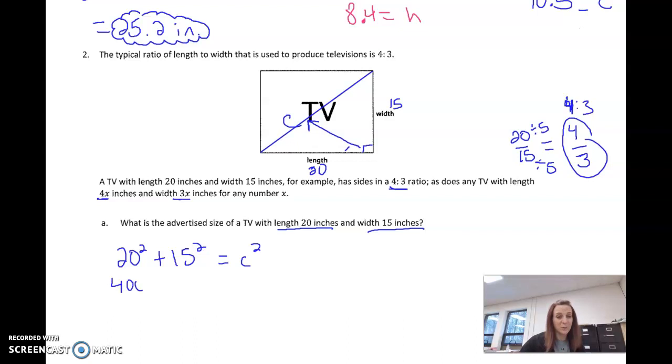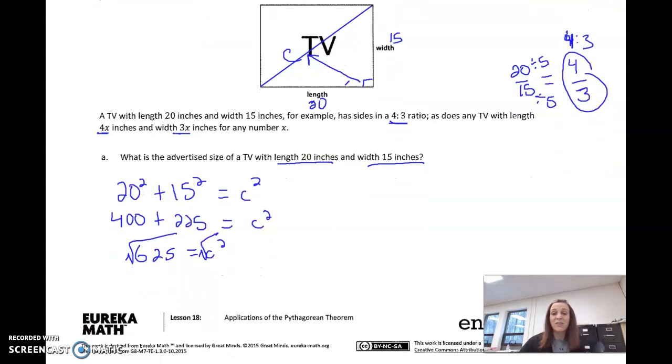So that's 20 times 20 is 400. 15 times 15 is 225. And that equals C squared. And then we just keep going with it, right? That's 625 equals C squared. And then we take the square root of each side. And when you grab your calculator, and again, if you have any issues with your calculator, make sure you ask me. When you take the square root of 625, we get 25.